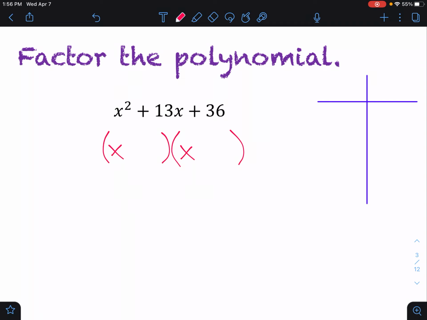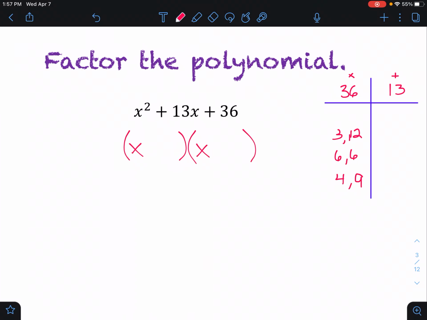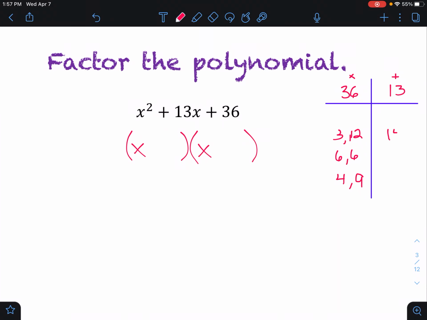So we've got that. And remember, what you're trying to do is find two numbers that multiply to be 36, but add up to be 13. So multiply to be this term, but add up to be this term. So multiply to be c, but add up to be b. You can write out all your terms, like 3 and 12, 6 and 6, 4 and 9, and keep going until you run across it. If you add these together, you get 15, you get 12, you get 13.